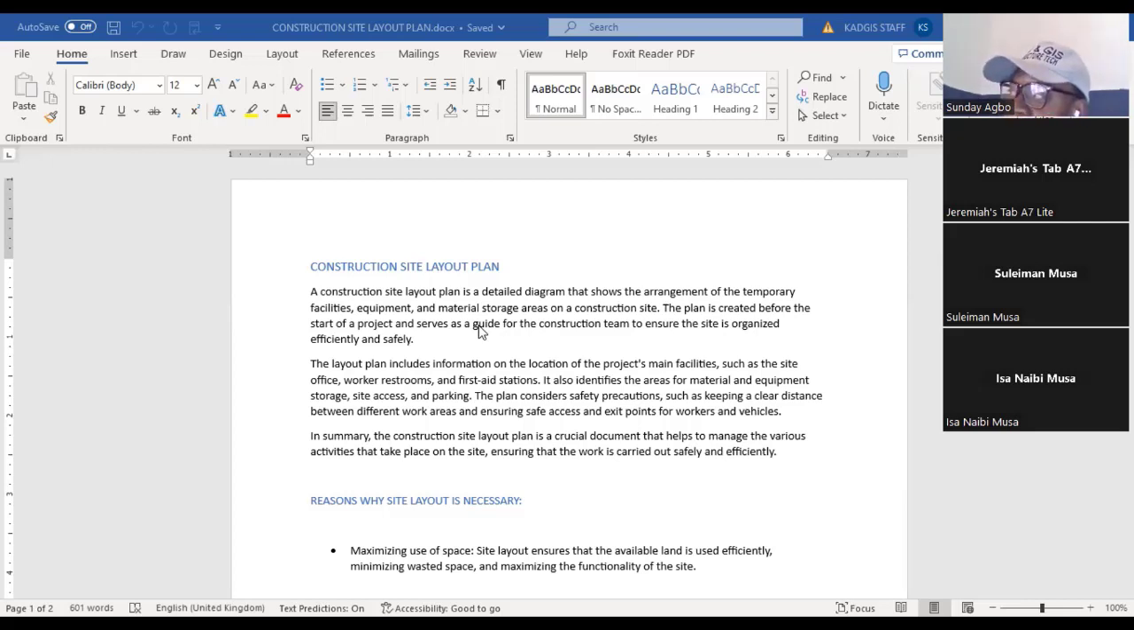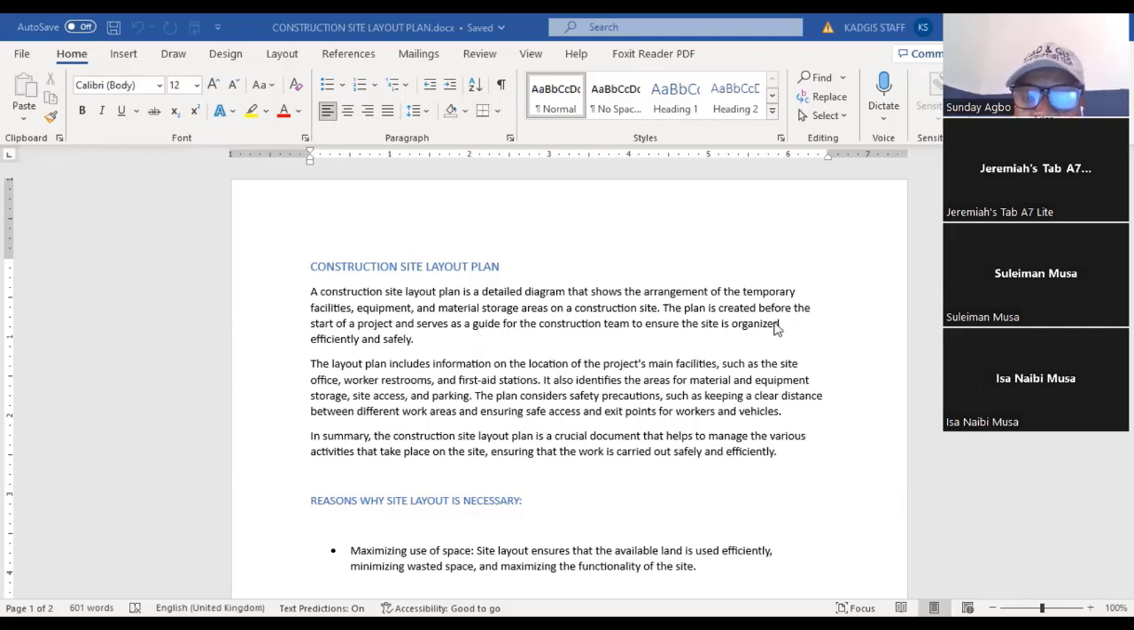Okay, there are some temporary facilities or temporary structures that you actually need to build or place in your construction site to make sure that your construction process, or the building or project that you want to construct, is well achieved, okay, without any form of interference.